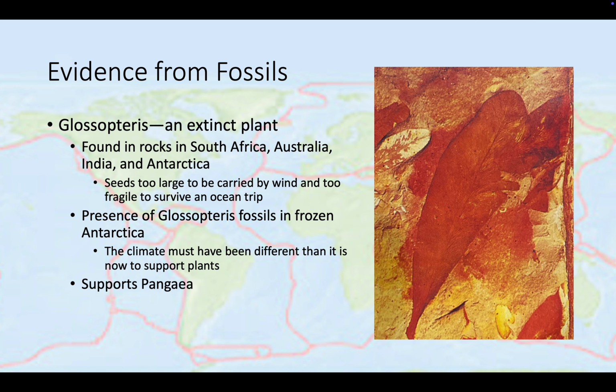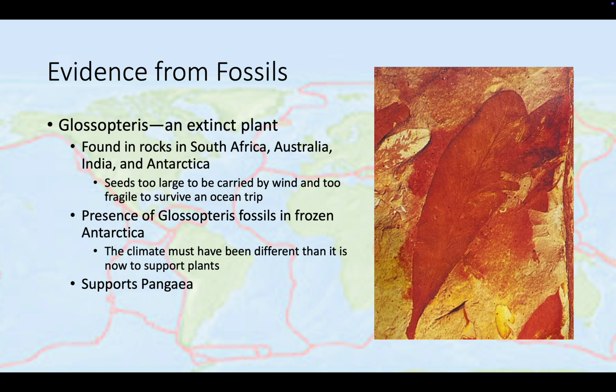Okay, so we have evidence of fossils. The Glossopteris is an extinct plant, and right here is a fossil of the Glossopteris plant, the leaf of it. It's found in rocks in South Africa, Australia, India, and Antarctica. And if you look at a map, none of those continents are near each other. The seeds are too large to be carried by wind, especially across an ocean, and they're too fragile to survive an ocean trip. So the odds of them going from one continent to another, pretty slim.